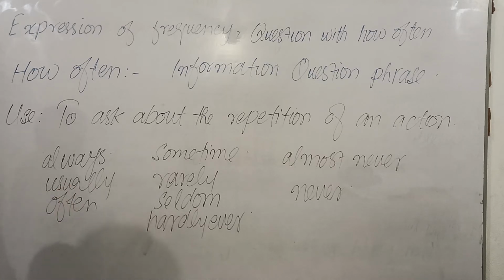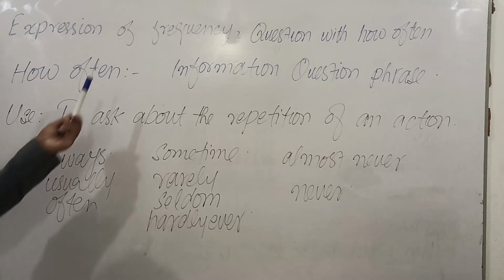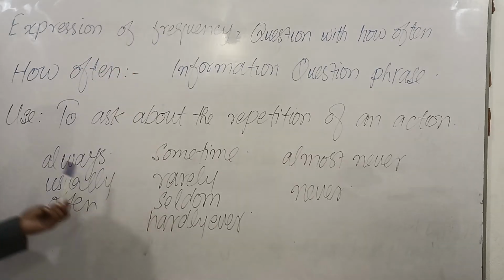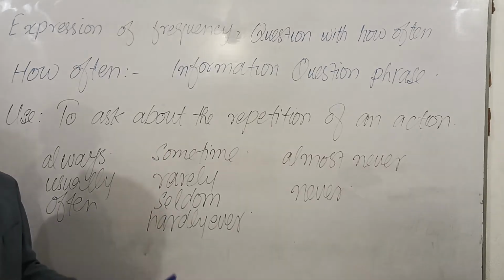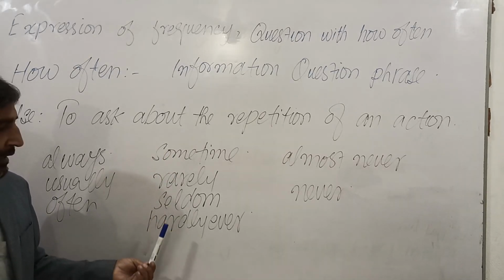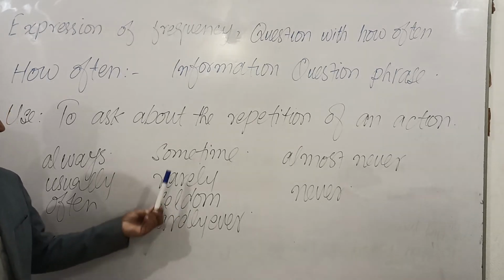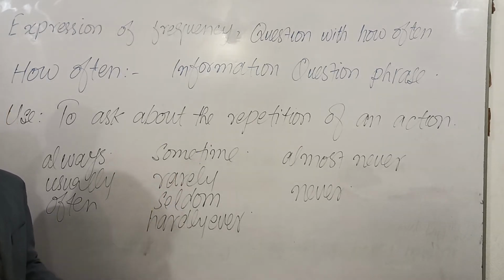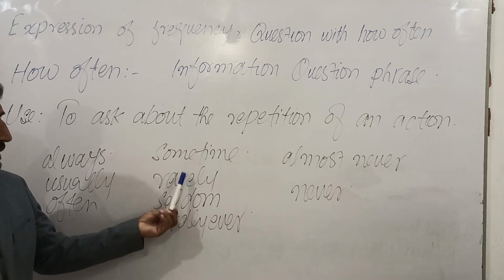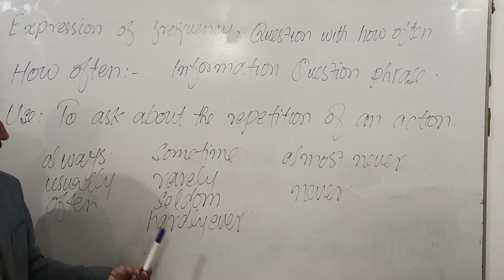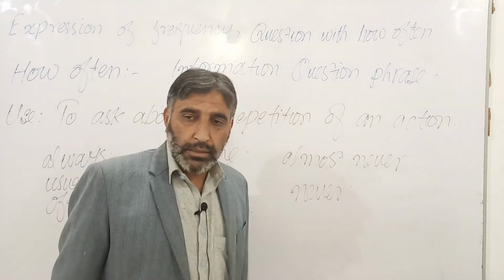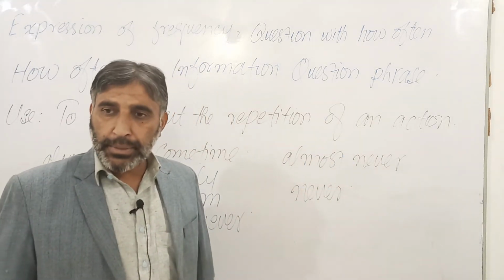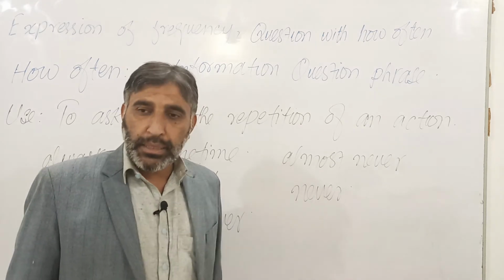And when we are talking about frequency, expression of frequency, we usually use always, usually, often, sometimes, rarely, seldom, hardly ever. Rarely, seldom and hardly ever are almost negative. Almost never means nearly never, and never means never.